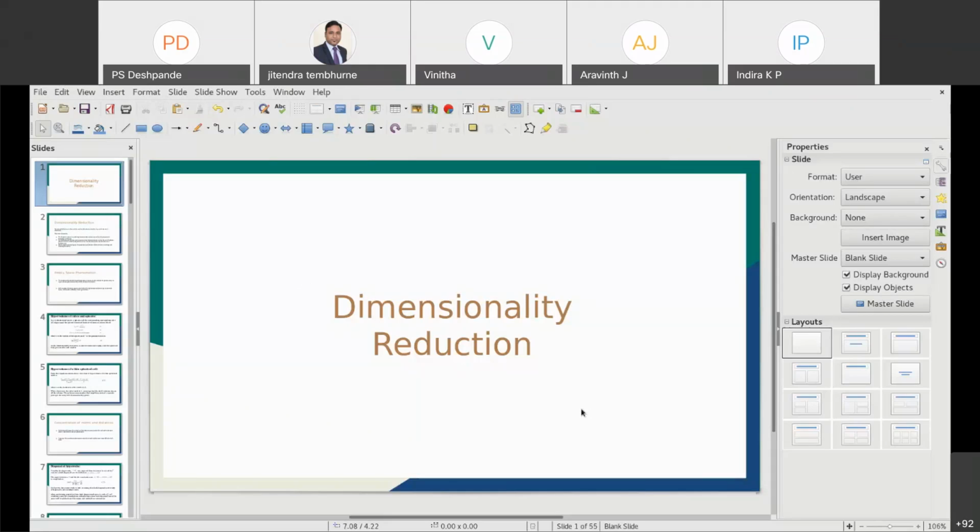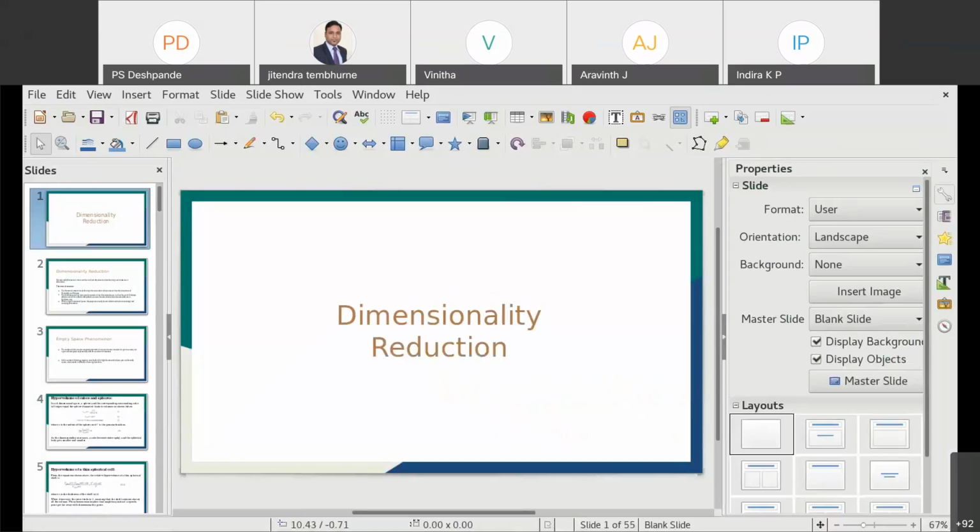So what I am showing is just the introduction. I have not started the dimension reduction part.